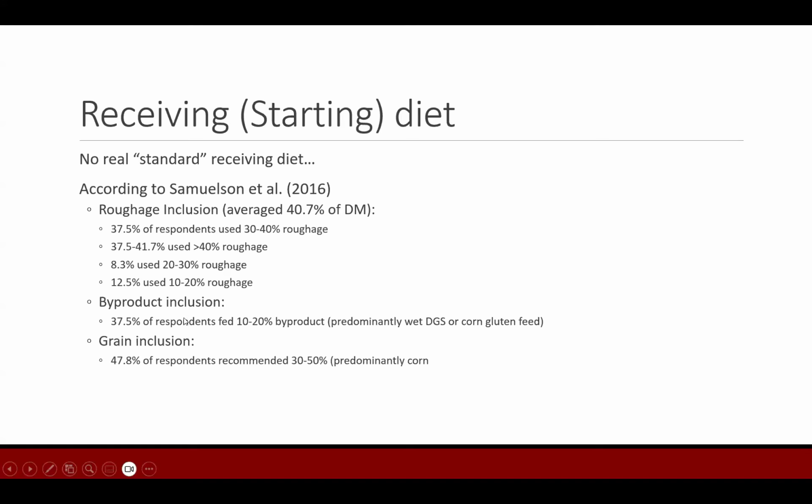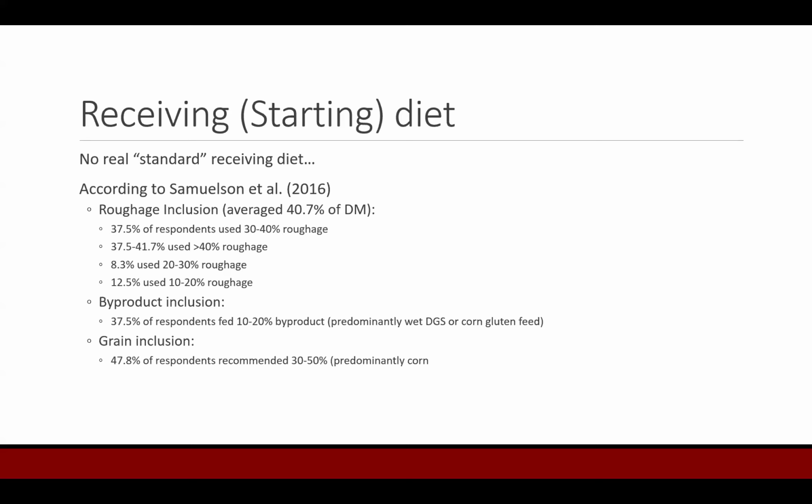Okay. Byproduct inclusion. So these would be like distiller's grain, sweet bran, corn gluten, etc. 37.5% of respondents fed 10 to 20% of the diet dry matter as a byproduct. Most of these were wet distiller's grains or corn gluten feed. Most of those corn gluten feeds, I'm assuming, would be sweet bran. Not very many people are feeding just non-sweet bran corn gluten feed.